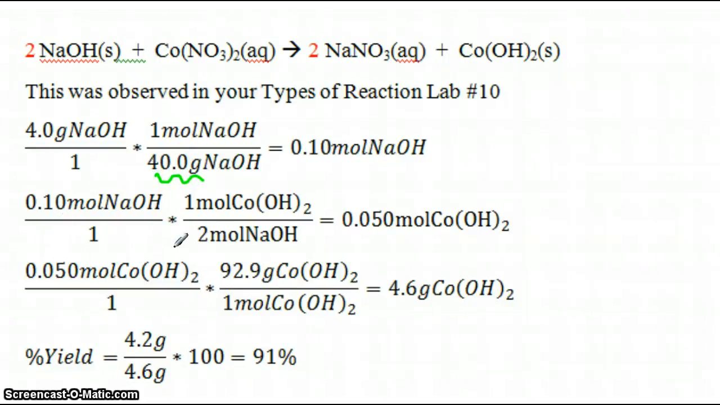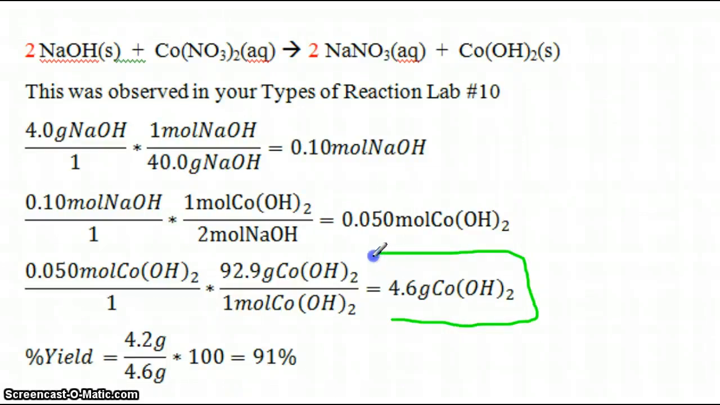Then, did you convert the moles to moles using the coefficients in the balanced equation between sodium hydroxide and what you want, which is the cobalt hydroxide? Were you able to do that to calculate the moles of cobalt hydroxide? And then finally, to calculate the mass of the product formed. This is called the theoretical yield.